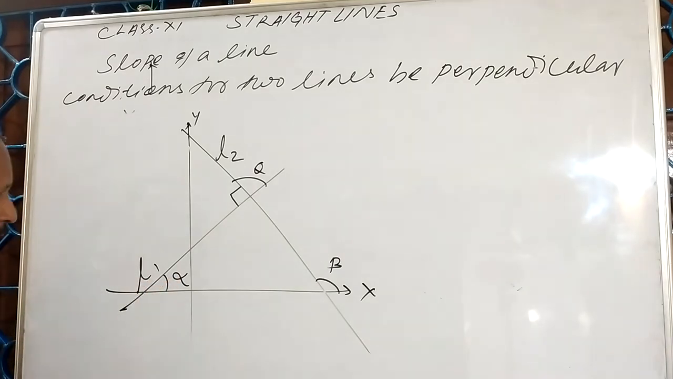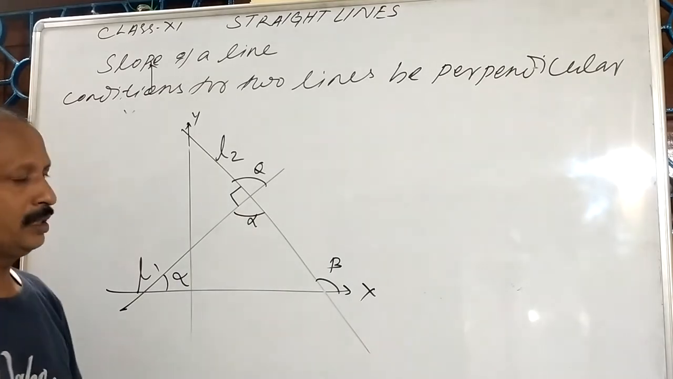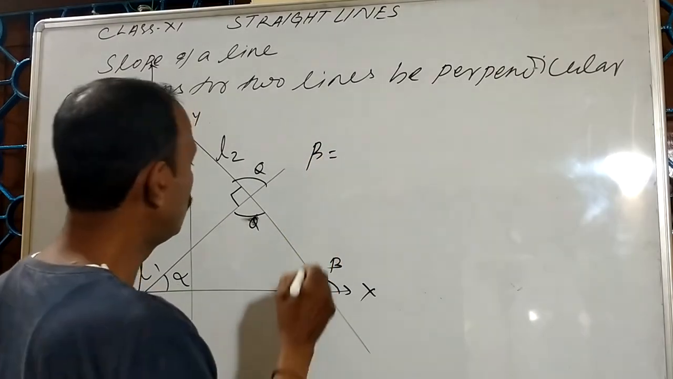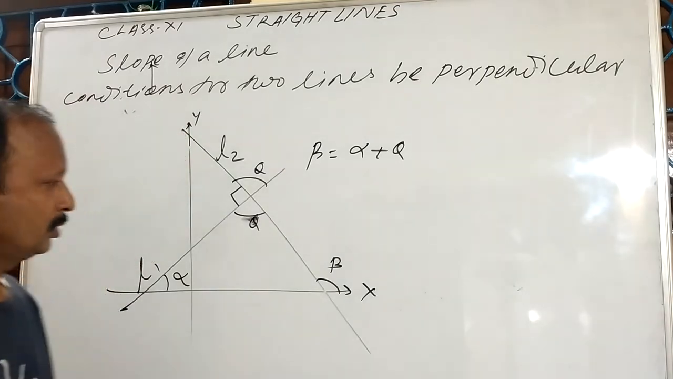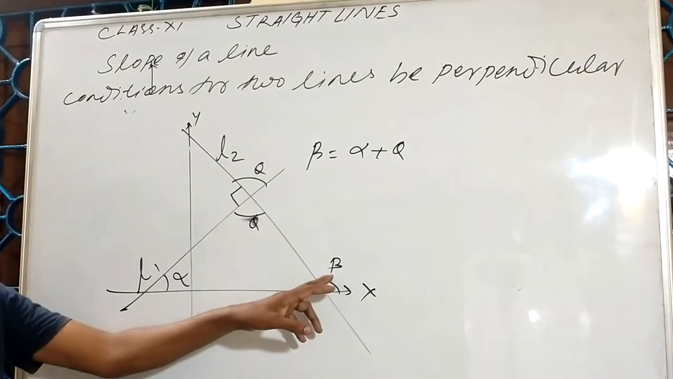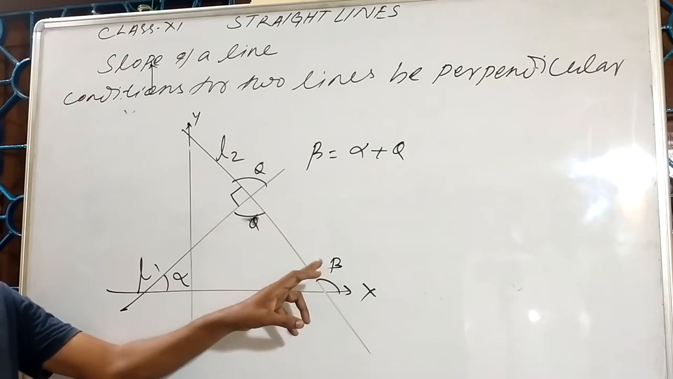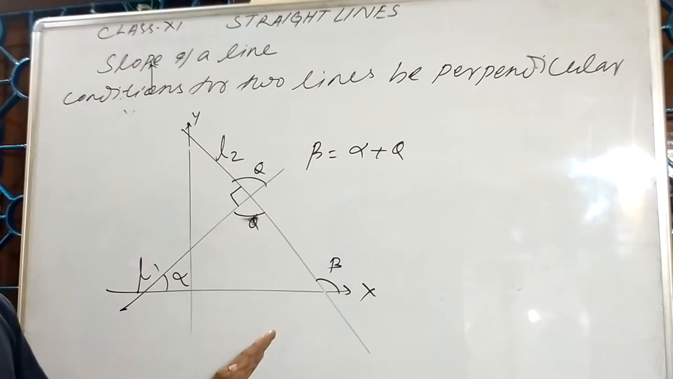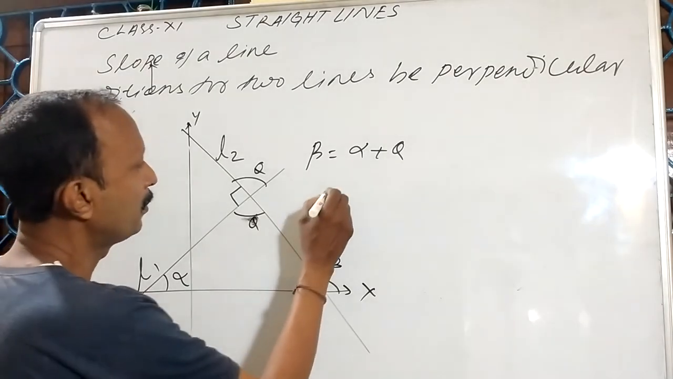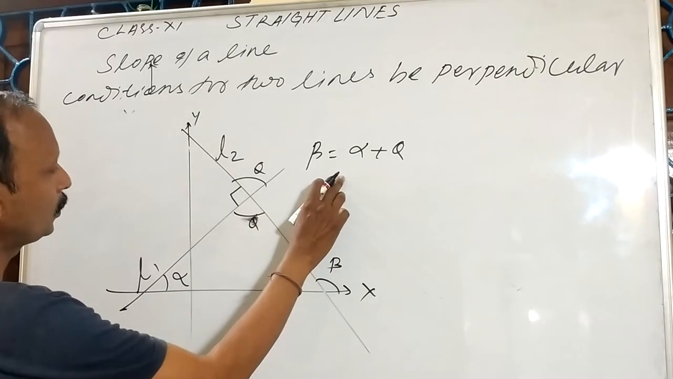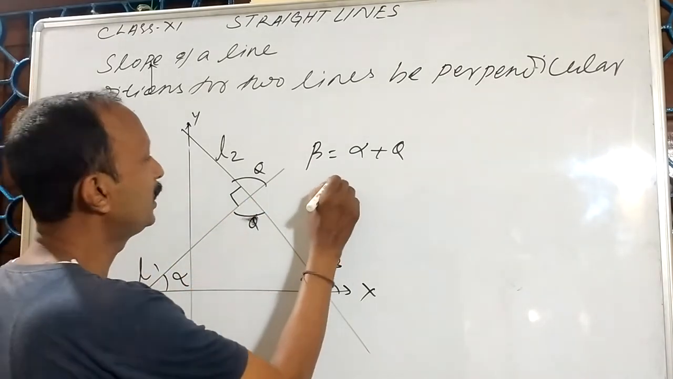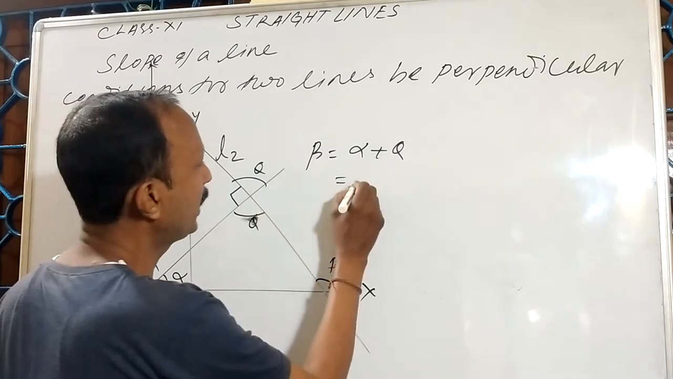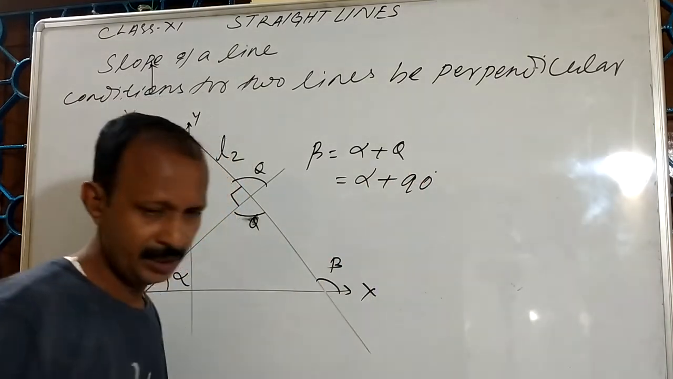If this angle I take as theta, ultimately this angle also will be equal to theta. I know that this beta is equal to alpha plus theta, because in this triangle beta is the exterior angle. So in a triangle, the exterior angle is equal to the sum of the opposite interior angles. So I can say that this beta is equal to alpha plus theta. Here theta is equal to how much? Nothing but 90 degrees. So I can say that beta is equal to alpha plus 90 degrees.